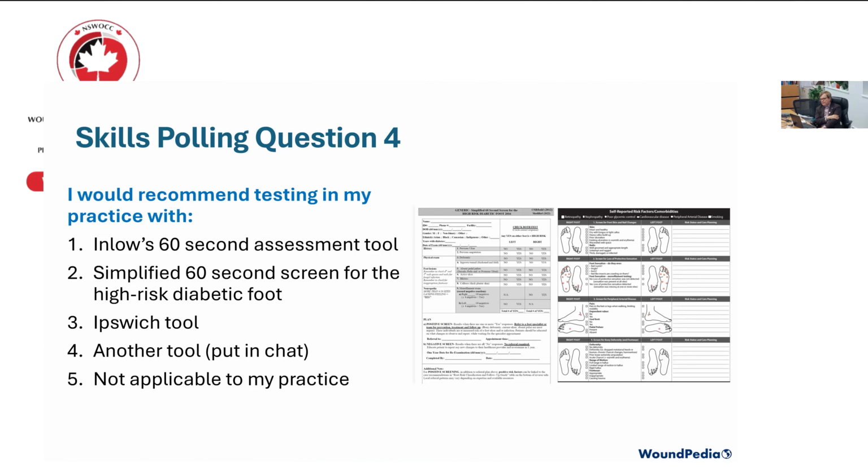So let's vote. This is something that you could save a limb and you could save a life. And so while I keep it open a little bit here, we're about 60% are saying the simplified 60-second screen for the high-risk diabetic foot. The next most popular is INLO's 60-second assessment tool at about 24-25%. About 9 or 8% for the NSWOCC tool, and 8% are saying not applicable to my practice. Only 1% are mentioning another tool. Okay, thank you. Next slide.